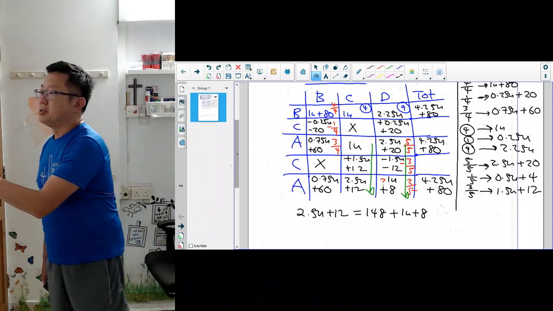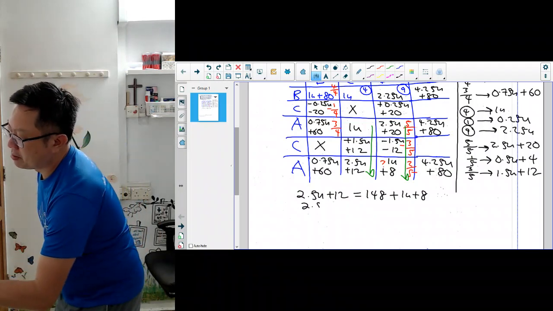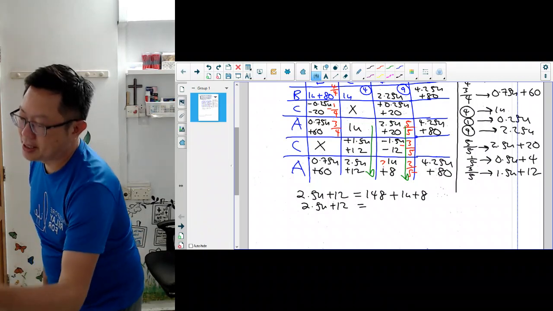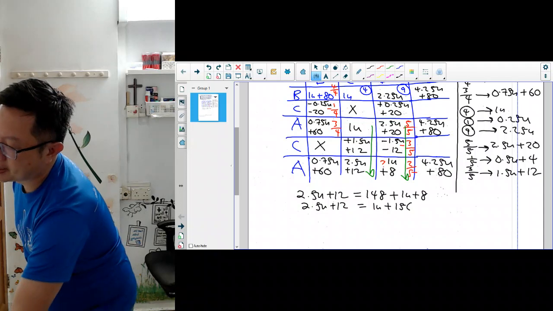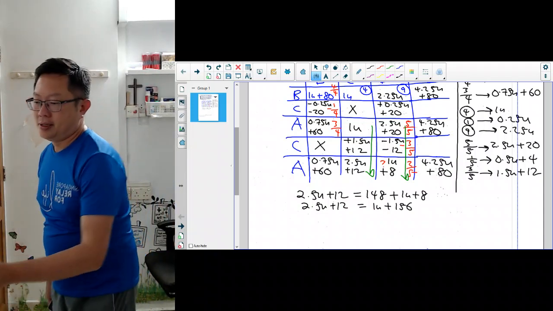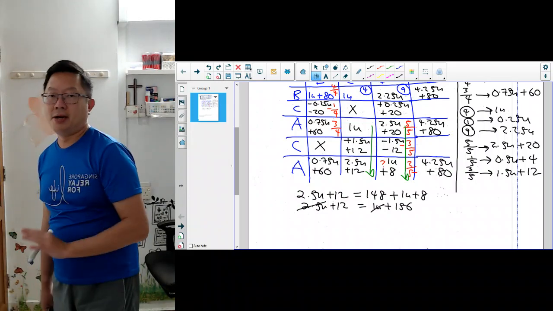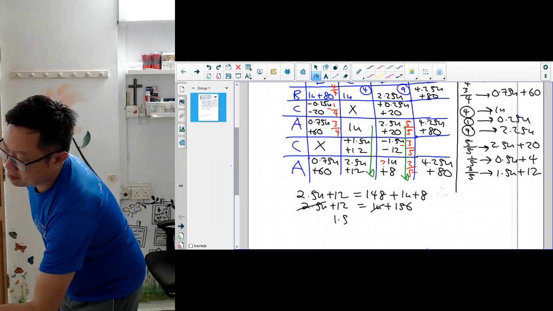Alright, how do you continue from here? Then you just do your working slowly. 2.5 units and 12 is equal to 148 plus 8, which will be 156, so 1 unit plus 156. Then you can take out 1 unit on the right side, and on the left side you also take out this minus. So 2.5 minus 1 unit, you will get 1.5 units.